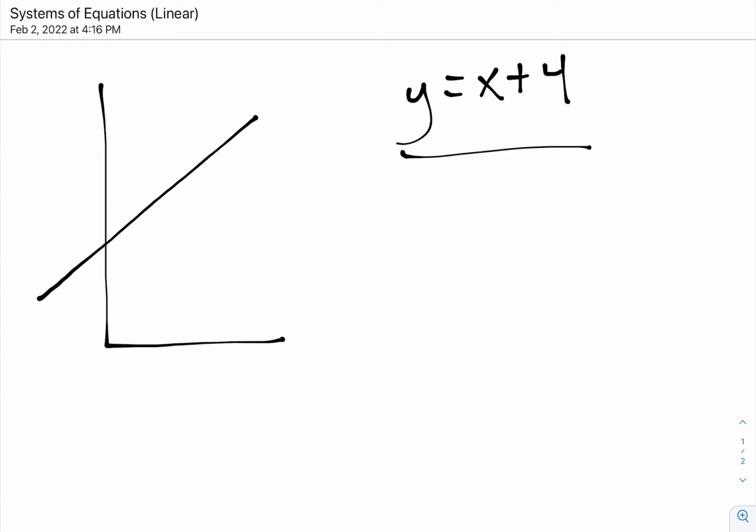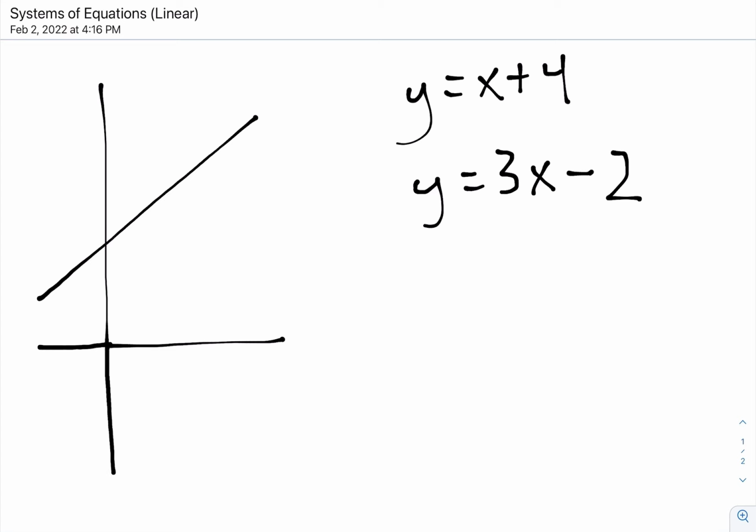This is your standard equation. What if we had something else like y equals, let's say, 3x minus 2? What does this look like? Well, if we plotted it on the same graph, the y-intercept would be at -2, right here, and the rise over run is 3. That's the slope there. So it's going to increase faster than the one we had before, and it's going to intersect with the other graph right here.